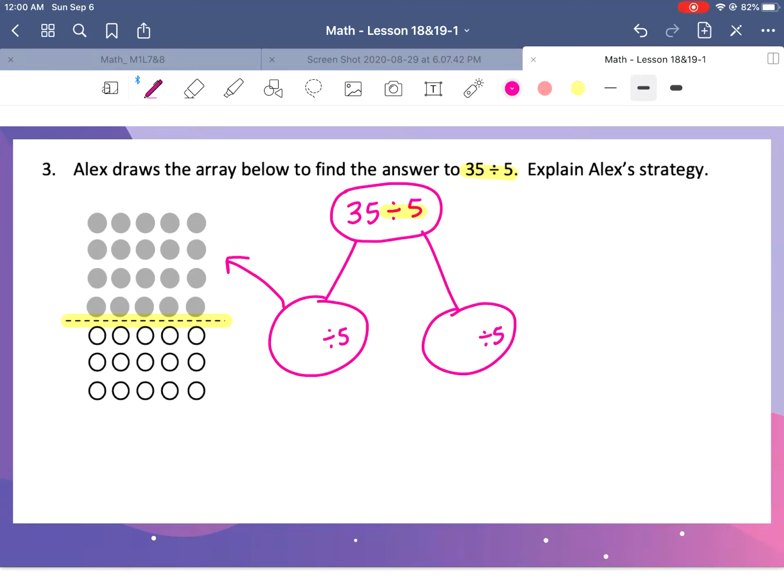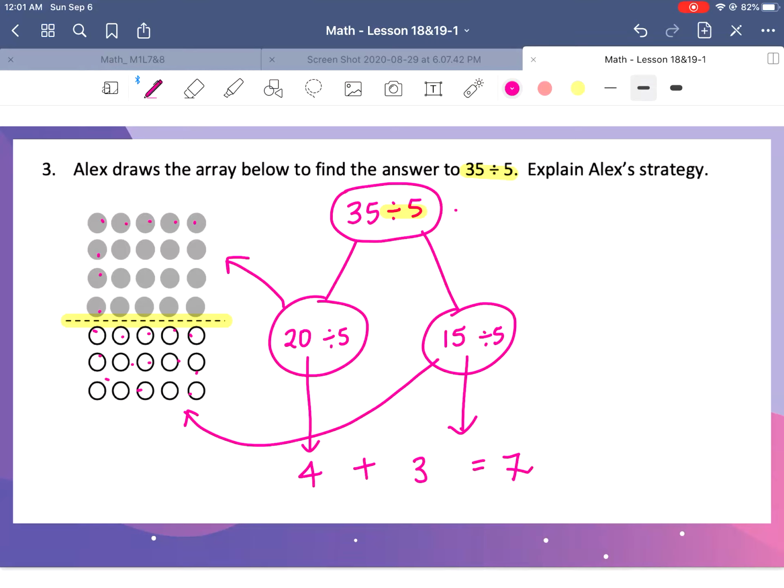So when we look at the top one, we know that there are 20 circles. So what about on the bottom? When we count all the circles, we have 15. Now let's find the answer. What is 20 divided by 5? It's 4. What is 15 divided by 5? It's 3. So when we add it, it's 7. So 35 divided by 5 should be 7 as well.